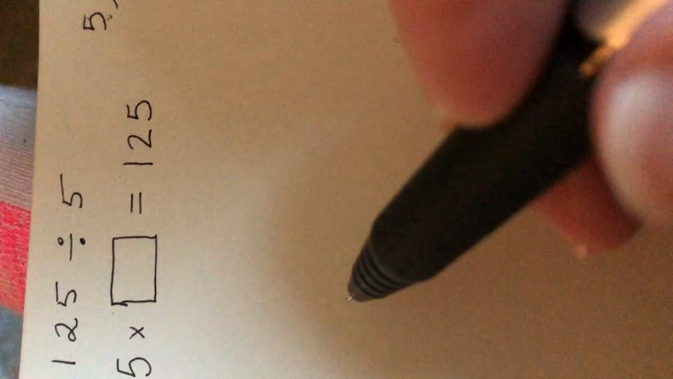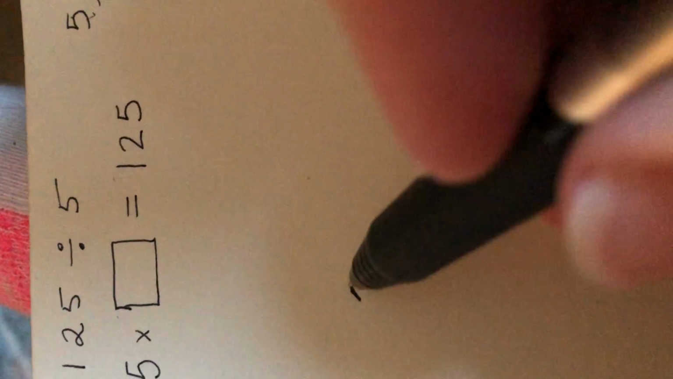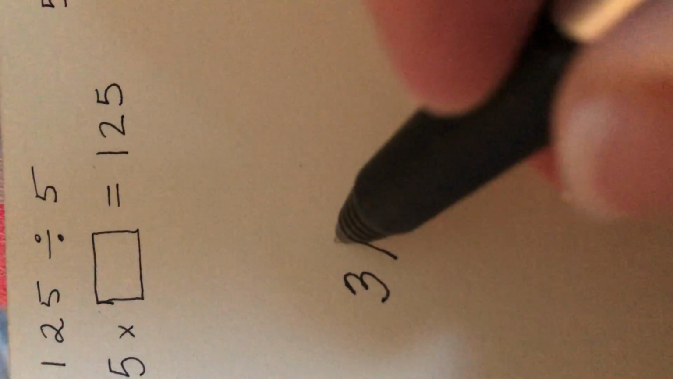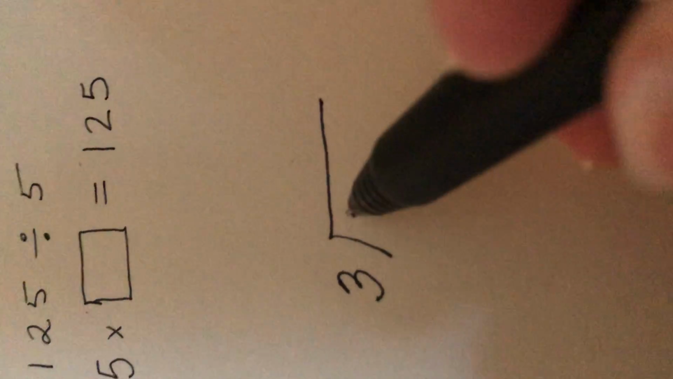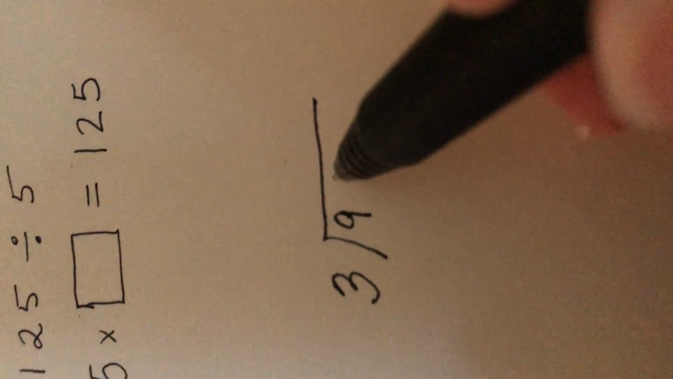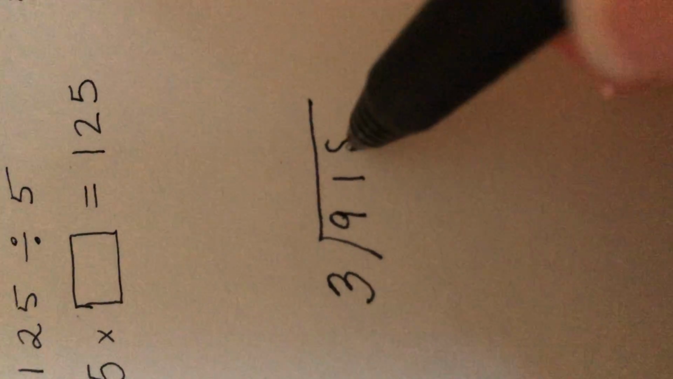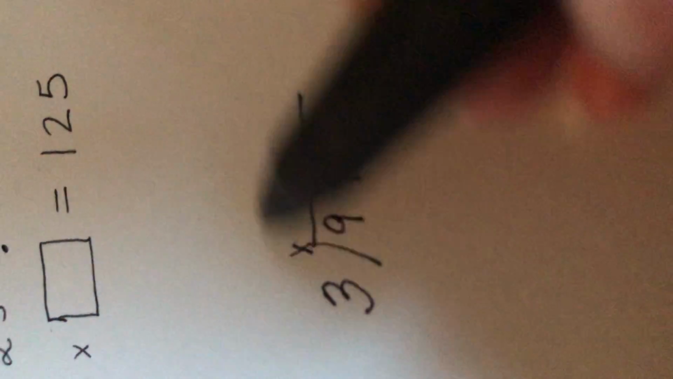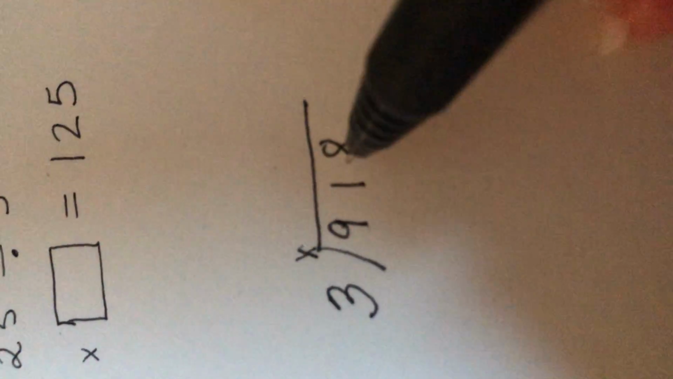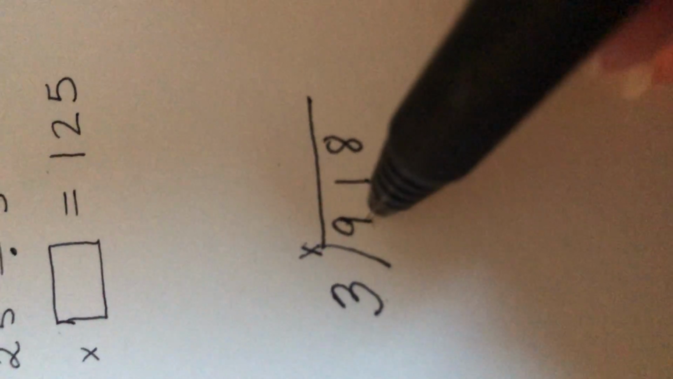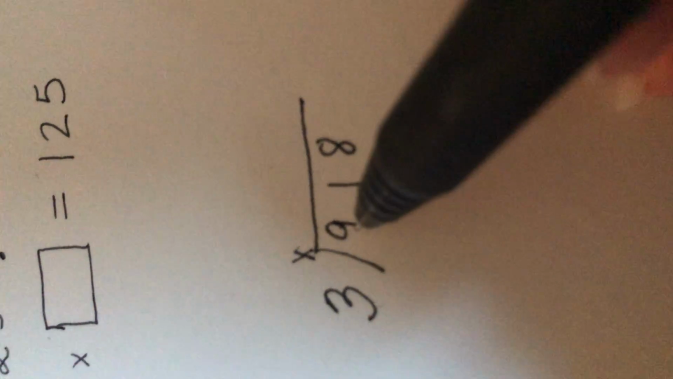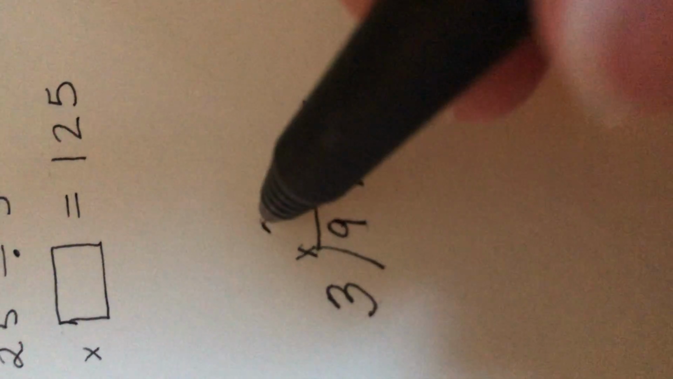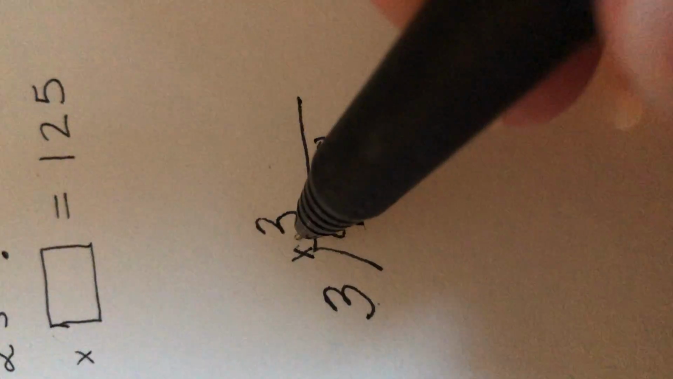Let's do another one. Let's say we have 3 into 918. Again, we want to think of this outside stuff as multiplying out here to get what's inside here. 3 does fit into 9, doesn't it? 3 times 3 gives us 9. So I'm going to put that 3 right above the 9 because that's the only number I'm using right now.